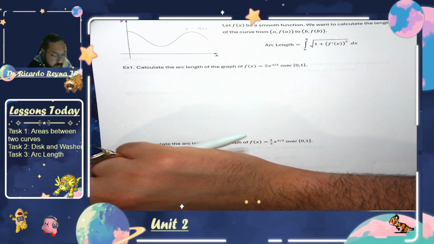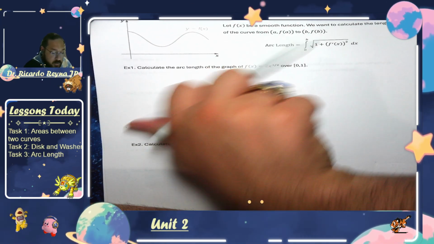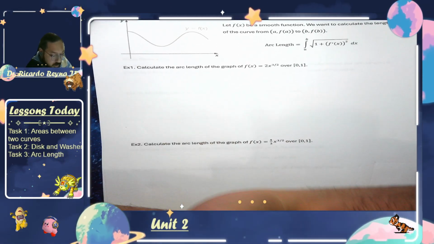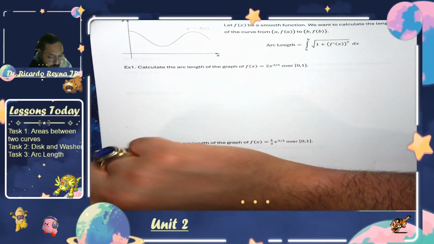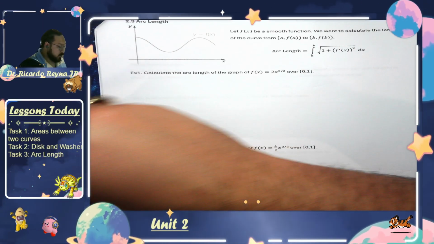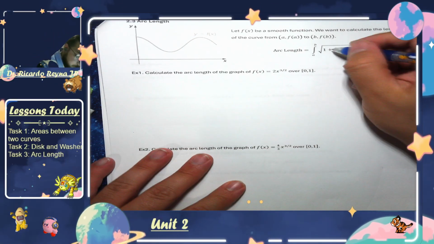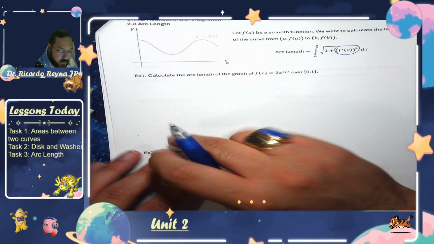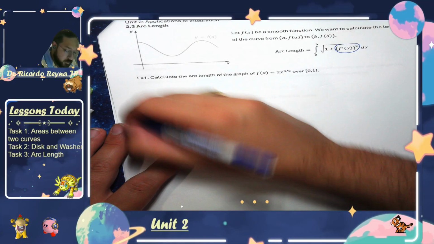Let f of x be a smooth function. We want to calculate the length of the curve from this set of coordinates to this set of coordinates. Arc length is then equal to this expression. Calculate the arc length of the graph here over 0 to 1. Well, notice how in this one we use this full expression. So we should construct that expression before plugging into the integral.